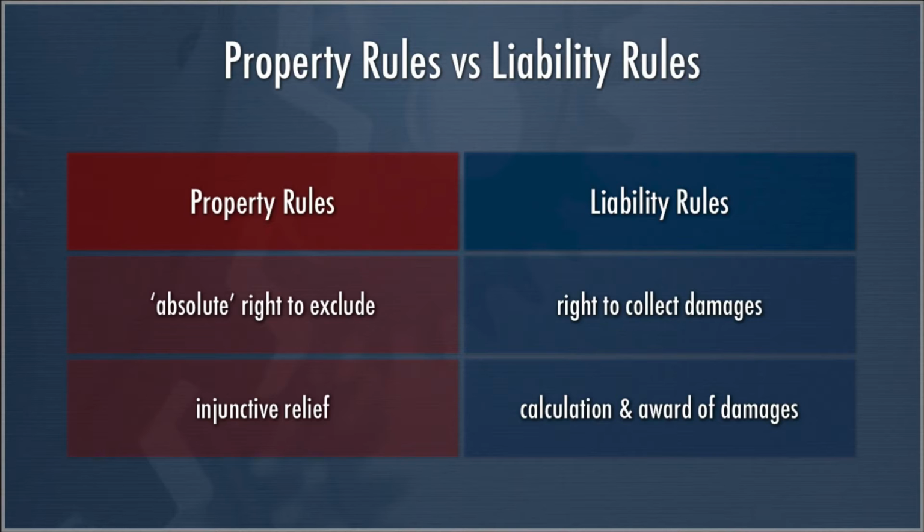And property rules are almost always enforced through an injunction, right? If I need to enforce my right to keep you off my land, then I will go to a court and get an injunction that says you may not be on my land. Similarly, a property rule in the patent context is injunctive relief. I win, you are infringing, and therefore I want the injunction that gives me an absolute right to exclude you from the scope of my patent.